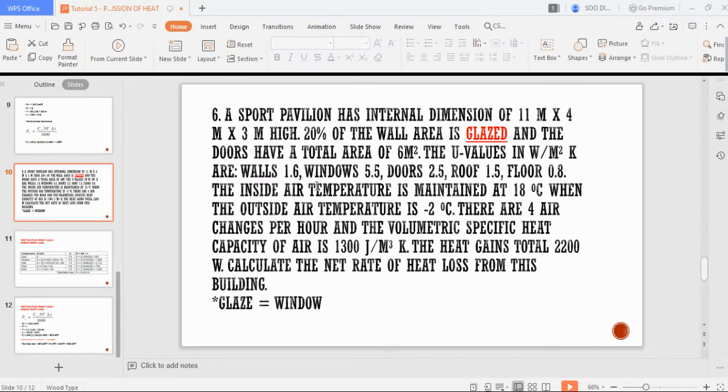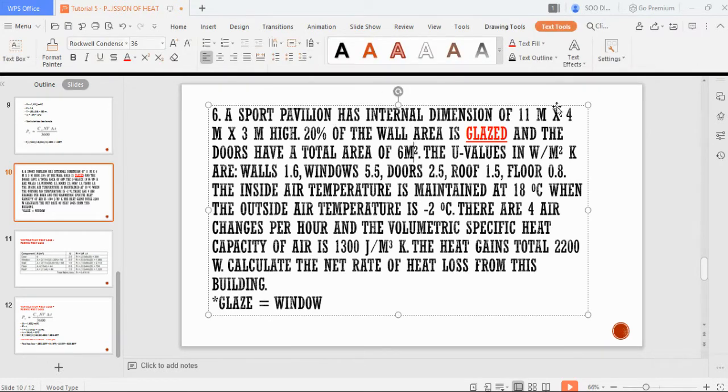Okay, so finally we have this final question, question 6. You're given area, which is 14 meter times 4 meter times 3 meter, and 20% of this wall area is glazed. So it is glass, and the door have a total area of 6 meter square. So the U value for the wall is 1.6, window 5.5, door 2.5, floor 1.5, roof 1.5, and floor 0.8.